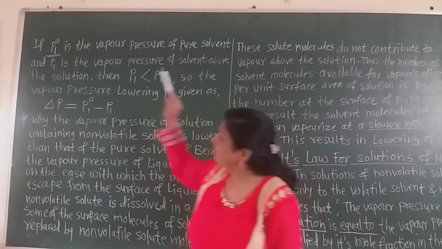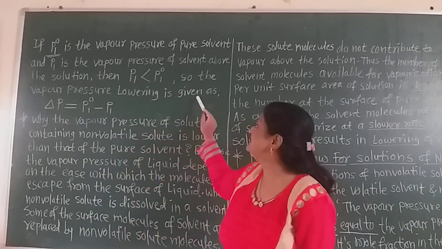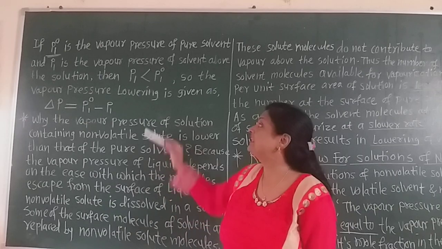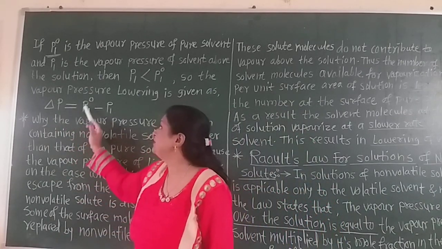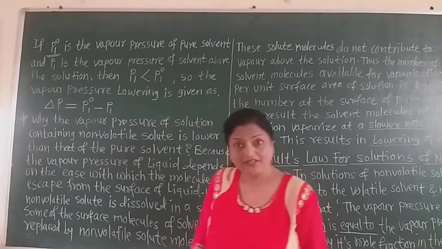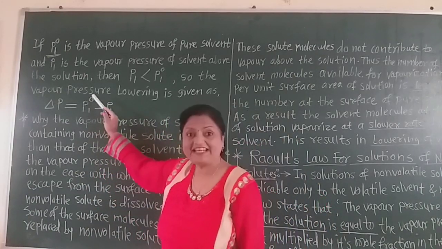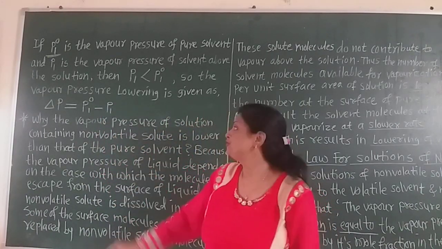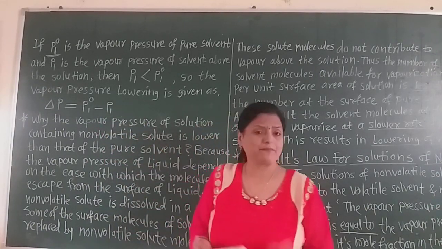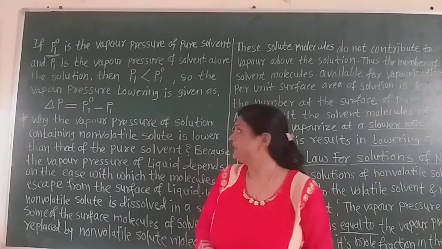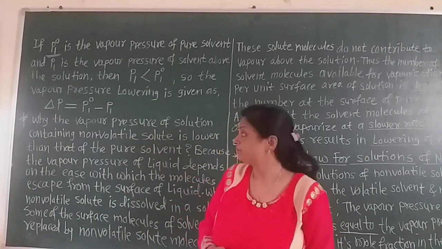So how do we calculate the vapor pressure lowering? Delta P is equal to P01 minus P1, because P01 is greater than P1. P01 is the vapor pressure of the pure solvent and P1 is the vapor pressure of the solution. You can call it the vapor pressure of the solution.